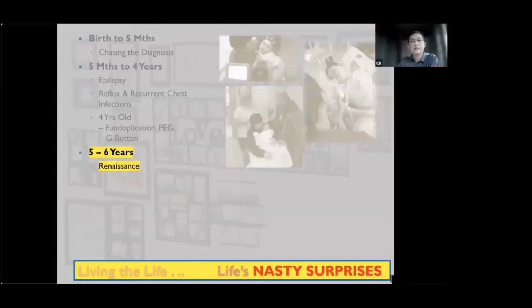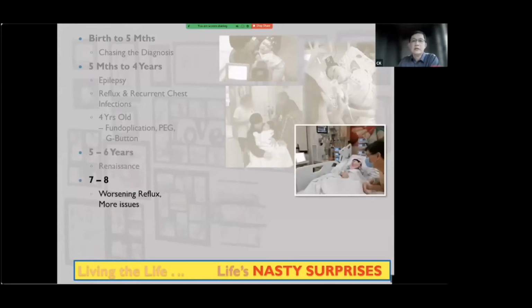The next 2 years were blissful, a renaissance, the golden age. We no longer had issues with feeding, and Ryan no longer had issues with aspiration and bronchitis, and the number of hospital visits fell. However, it didn't last very long.